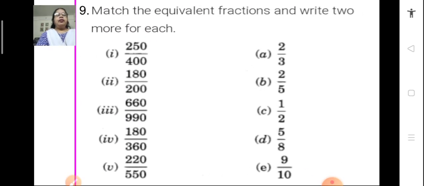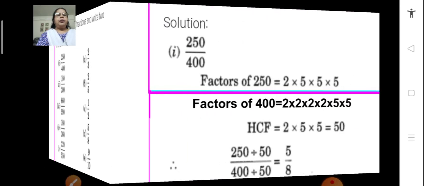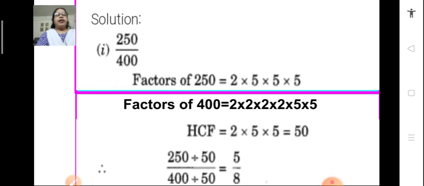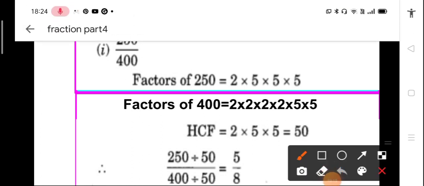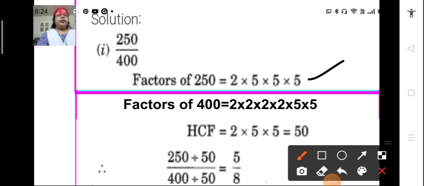Now problem 9, we have 2 columns here. We have to match the equivalent fractions. That means the fractions are given in the first column, and in the next column their lowest form is given. We have to match the equivalent ones. So first one is 250 upon 400. So what are the factors of 250? It is 2 into 5 into 5 into 5. Alright, and the factors of 400, they are 2 into 2 into 2 into 2 into 5 into 5.